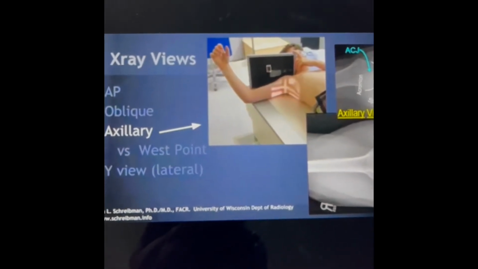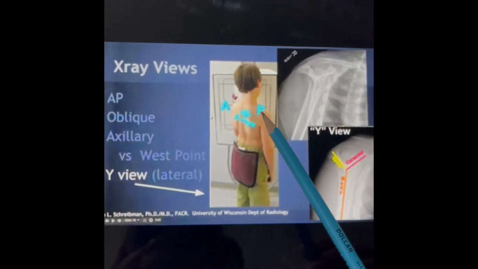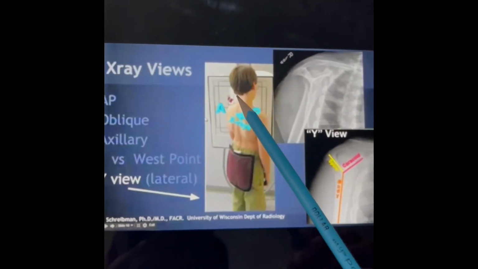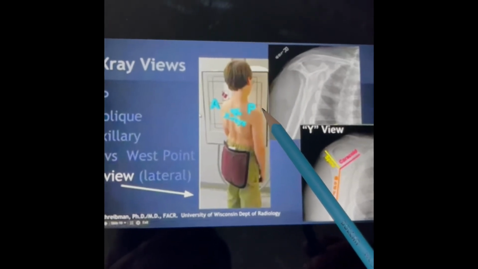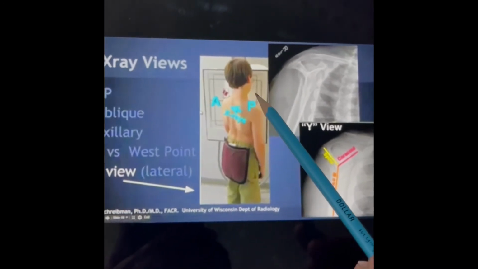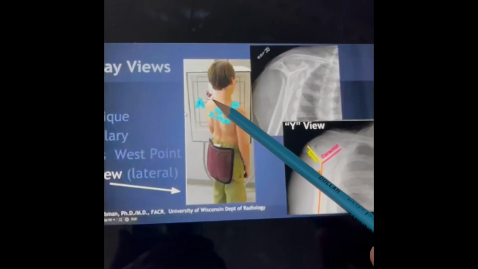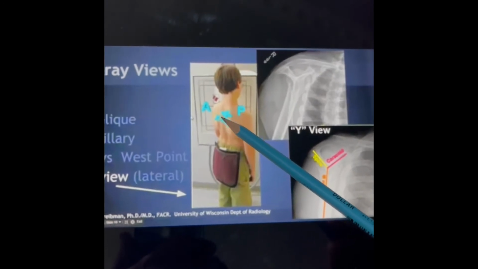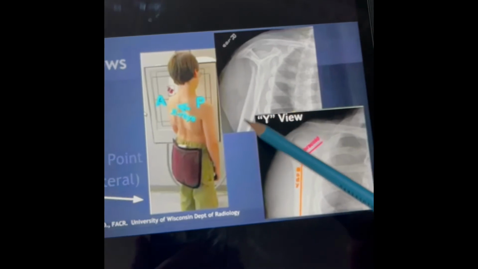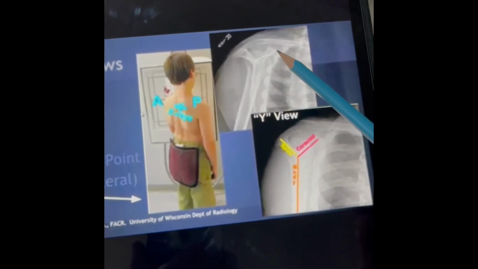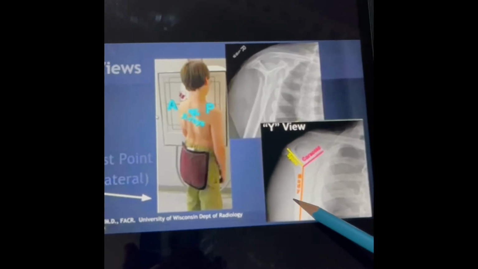Now the another view is Y view. In the Y view the patient is standing in this position while the cassette is here. He is facing the cassette, and the beam is directed along the scapula, the blade of the scapula. So the scapula will come like this. We will see this blade of scapula here. This is the coracoid process, and this is the acromion. So we can see this over here.